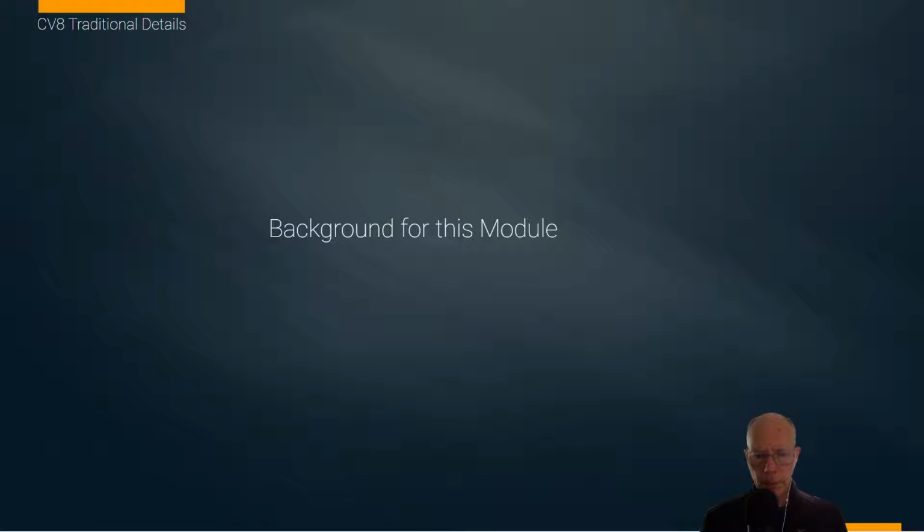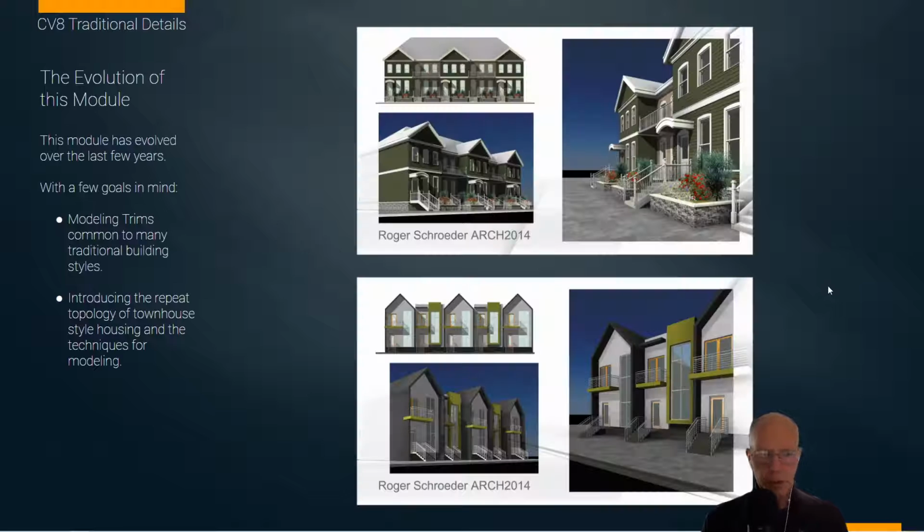So I always like to create a little bit of background for the modules we're going to do, to help give you some context and perspective. The evolution of this module. At first, the whole goal here was to introduce this idea of creating traditional details in our architecture. That means, basically in our software tool, understanding how to create profiles and then sweep them out onto our forms. And the first project I started with was a townhouse. I have some reasons for connecting both traditional details and townhouses together, and I'll try to connect that here in a little bit.